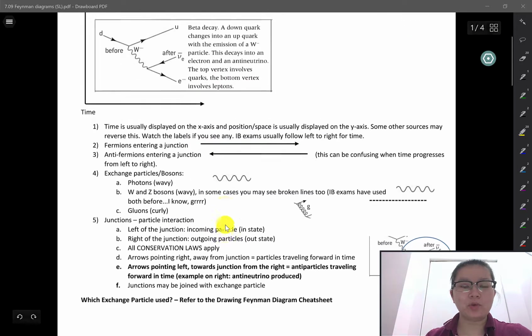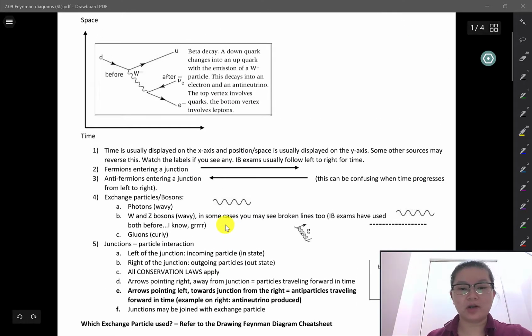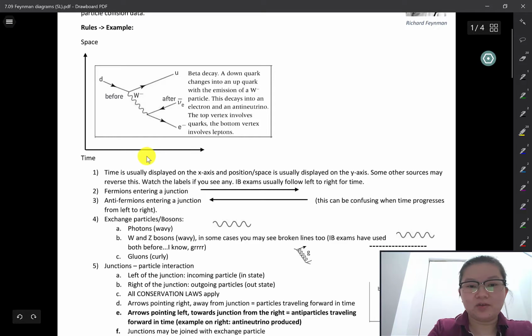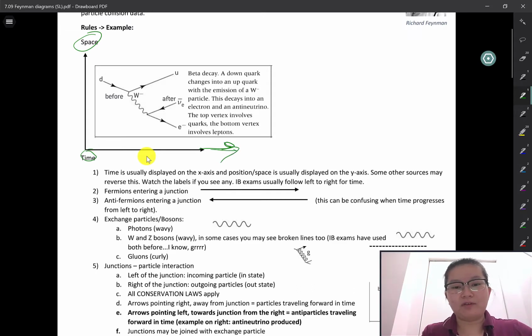I'm just going to quickly go over these general rules. Hopefully you have seen them or are aware of them already. So very quickly, in the Feynman diagram, you'll notice that there are two axes. You have an axis for time and you have an axis for space. Usually the time is going to progress from the left to the right, and in some cases it might progress from down to up. So before you start a Feynman diagram, you need to check the axes if they are given to you.